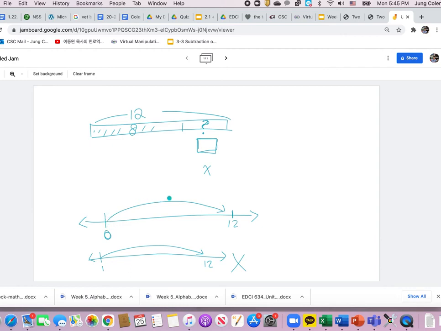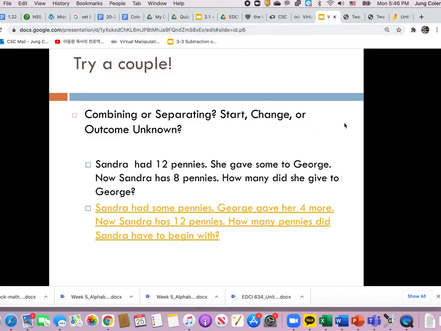So they can hop to 12, showing Sandra's 12 pennies. And then she gave some to George. I don't know how much. But now she has 8 pennies. So what happened here? Since we went back to the left, we know it's going to be minus 4. So taking away 4, separating 4 away from 12. Okay, so we can use models like that.